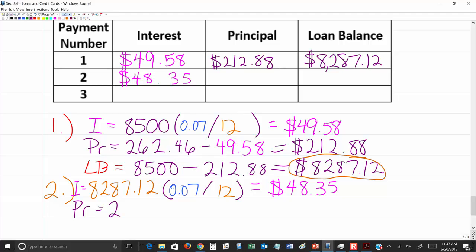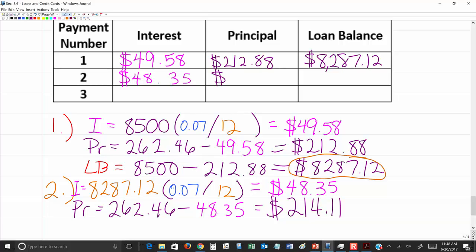So this month, how much of your payment will go towards the principal? The payment amount is still the same, and then you subtract the amount you had to put on the interest, which is $48.35. So this month you're able to put $214.11 towards the principal, just a little bit more than last month.